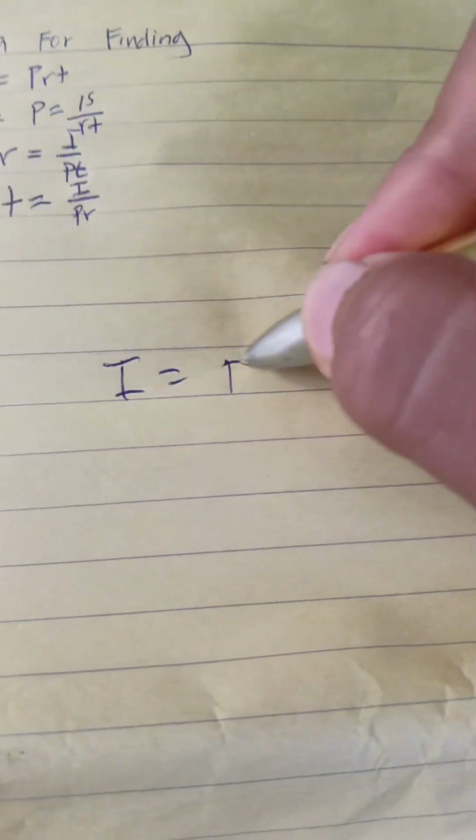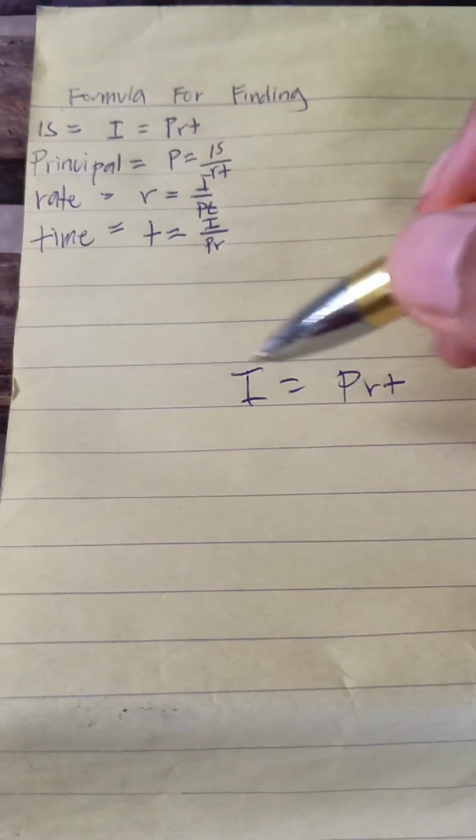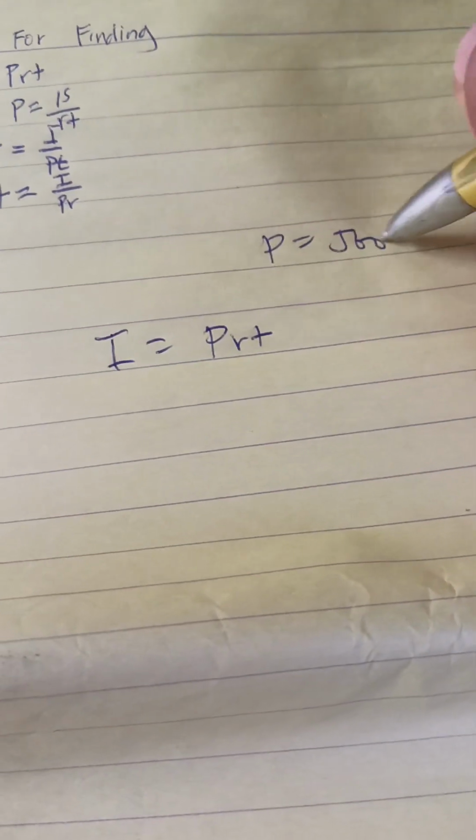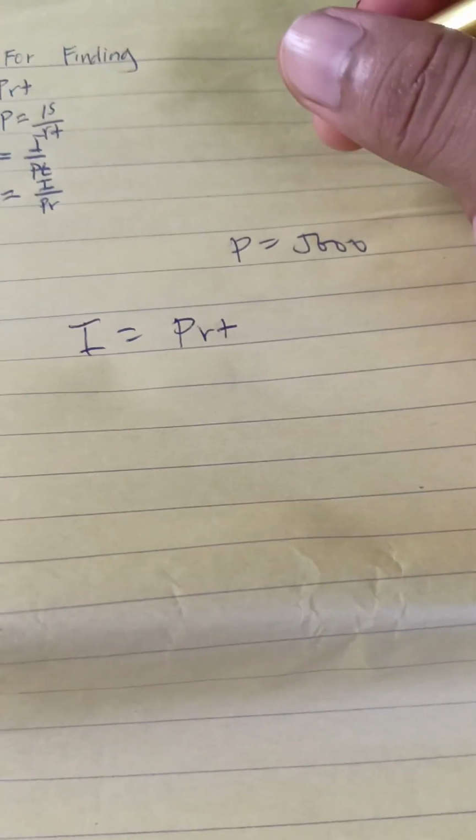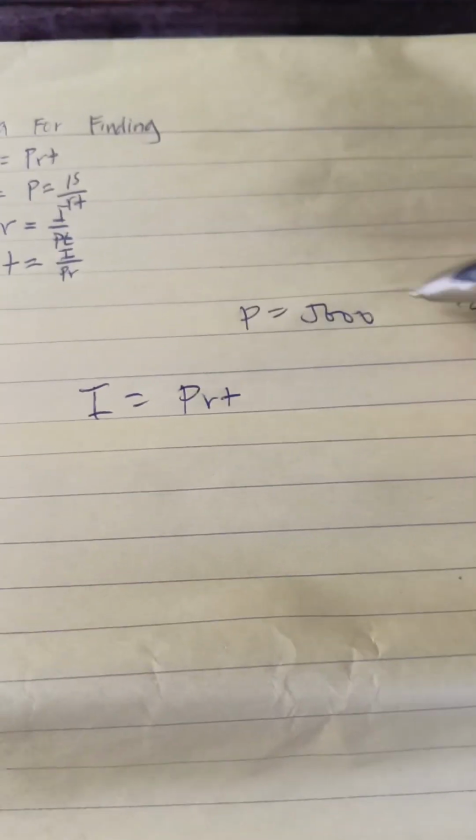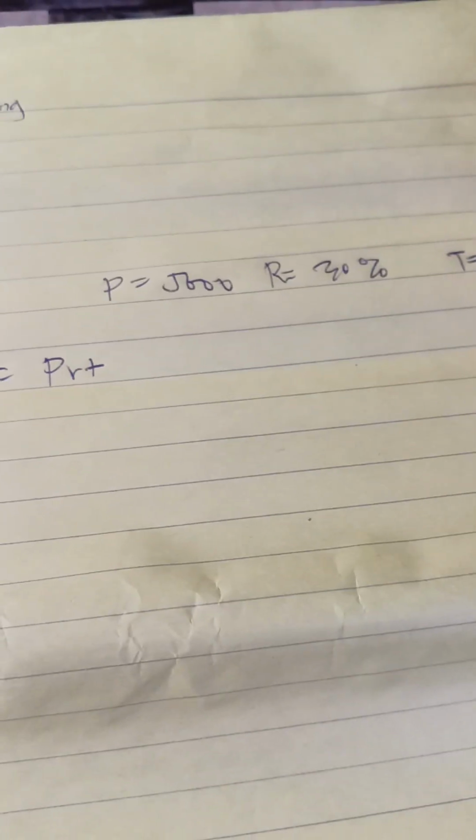So for example, we are looking for the simple interest. I equals PRT. Let's say our principal is 5,000, and our rate is, let's say, 30%, and our time is, let's say, 1 year. So now we have our principal, which is 5,000, our rate is 30%, and our time is 1 year.